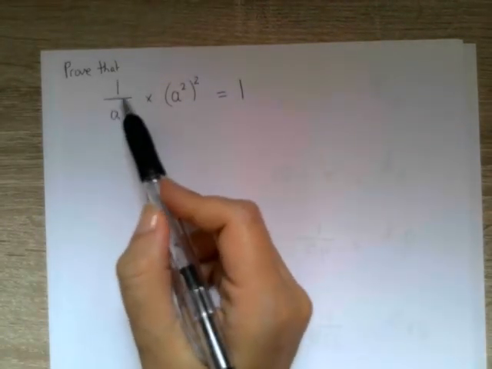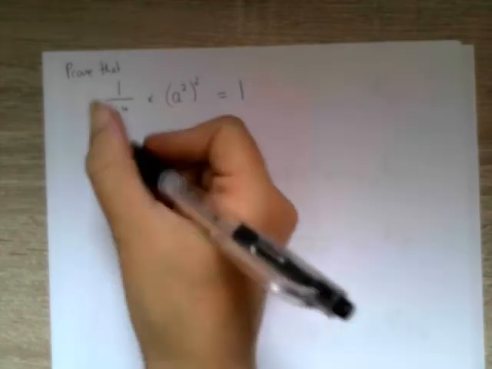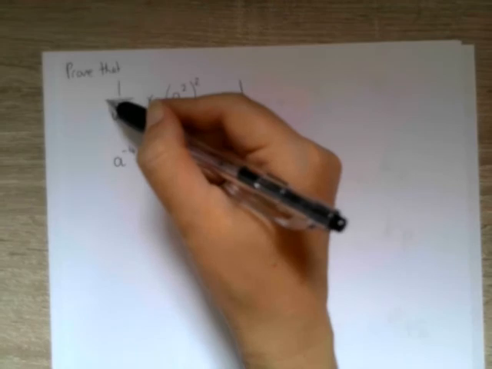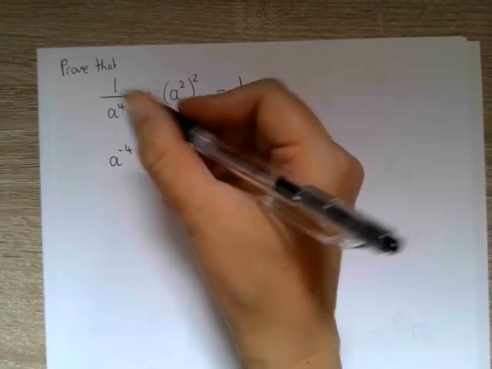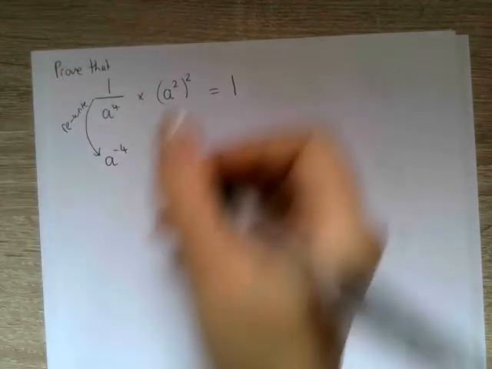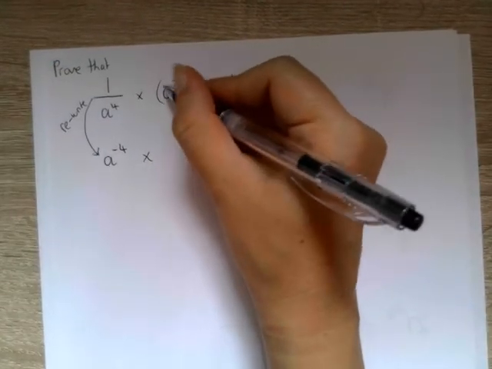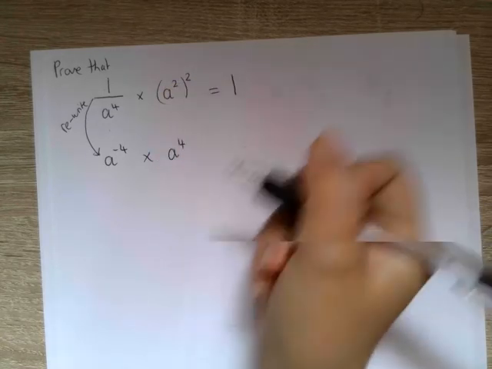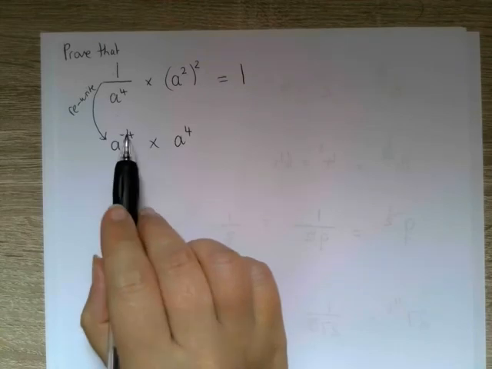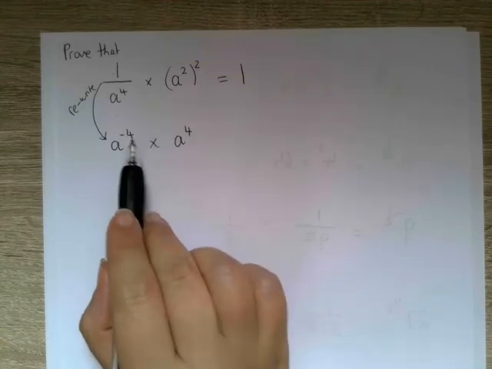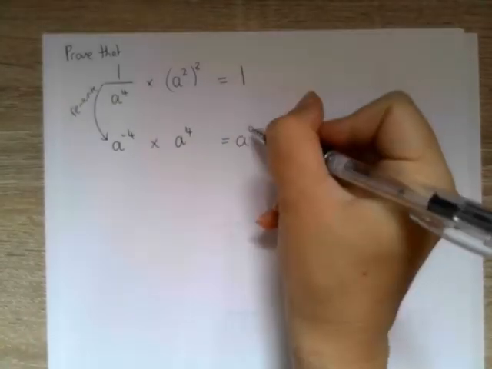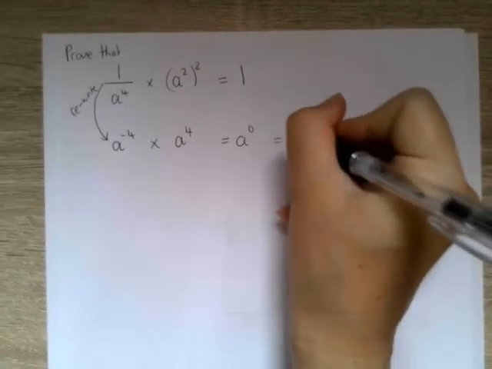So this has got 1 over a to the 4, so I know that I can rewrite that as a to the power of minus 4, because that would mean 1 over a to the power of positive 4. So I'm going to rewrite that using indices. And this one here, well, if it's brackets, remember we times those together, so 2 times 2 is 4. So then when I'm timesing, I'm going to add these indices together, so minus 4 plus 4 is 0. And then we know that anything to the power of 0 equals 1.